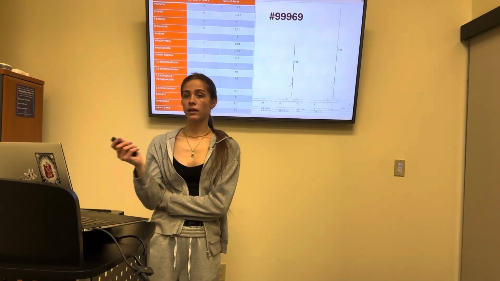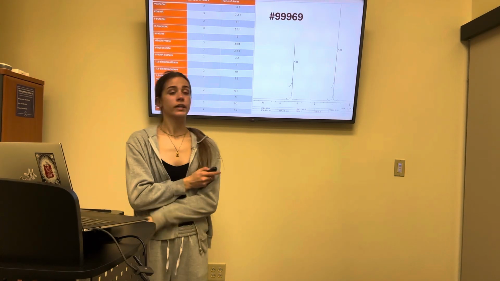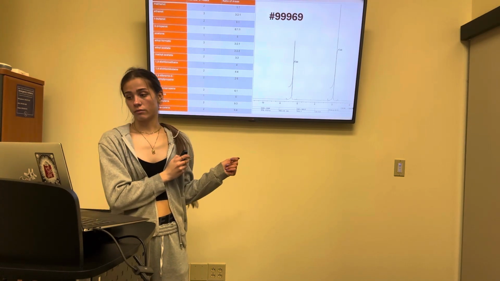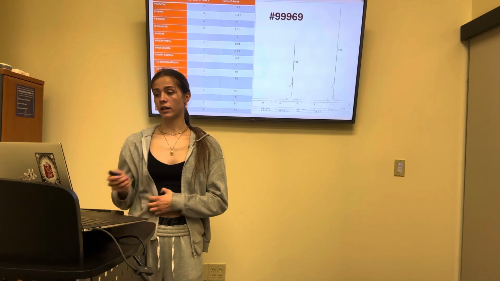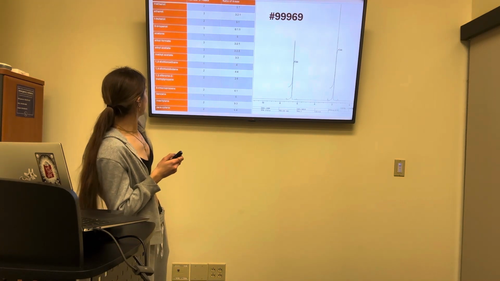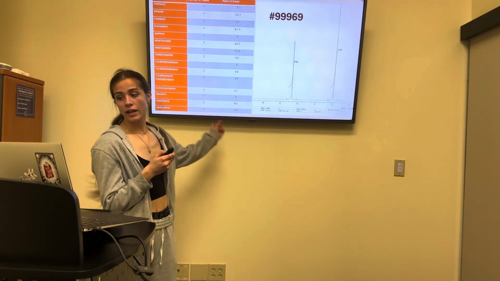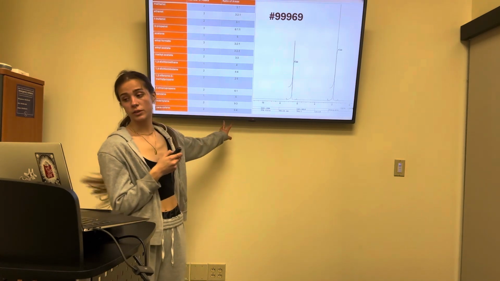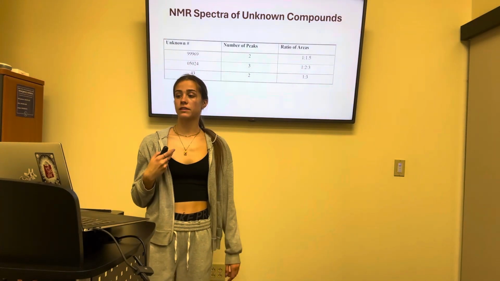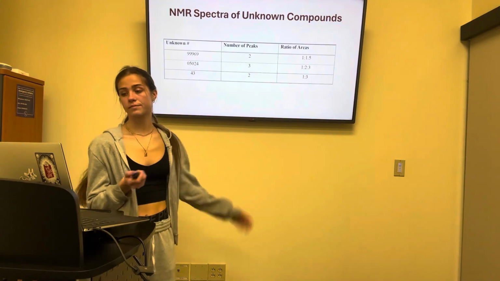Now going back to the NMR spectrum for sample 99969, we were able to see from the graph that there are 2 peaks with a roughly 1 to 1.5 ratio. Using this information, we can narrow the options for 99969 down to paraxylene, which has 2 peaks, and a ratio of 4 to 6, which simplifies down to 1 to 1.5. All this information is gathered here in this table for all of the different unknowns.